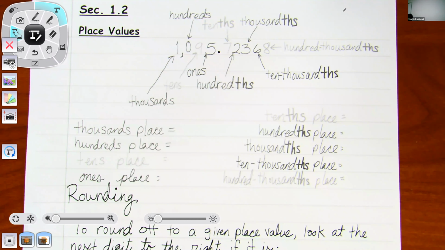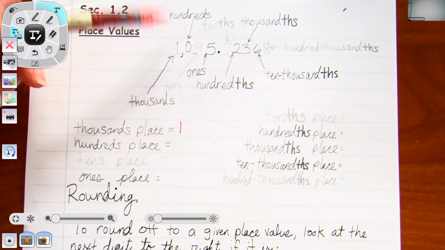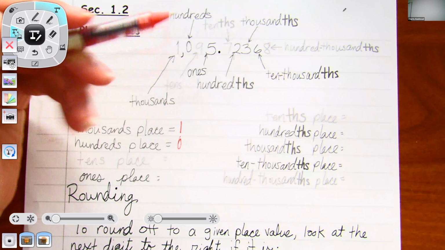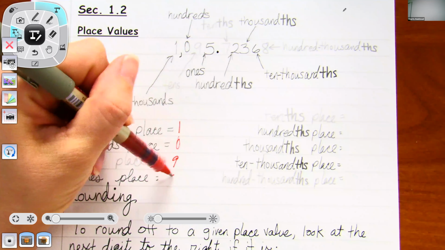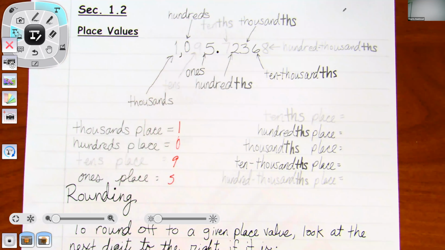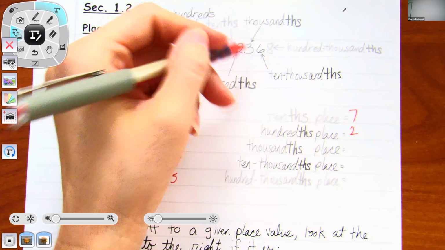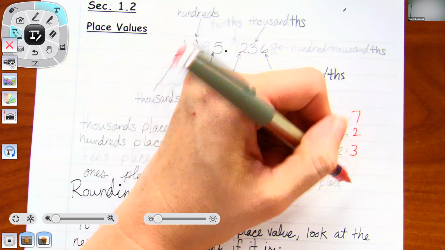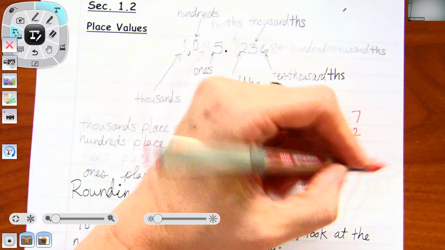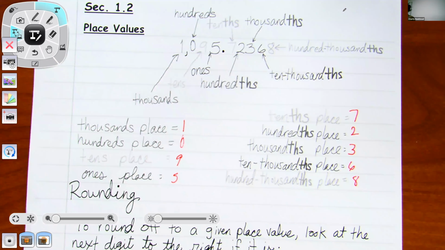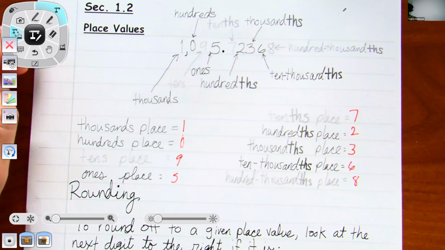All right. So in this example, in the thousands place, we have a 1. In the hundreds place is a 0. In the tens place is a 9. The ones place is a 5. The tenths place is a 7. The hundredths place is a 2. The thousandths place is the 3. The 10,000th place is the 6. And the 100,000th place is the 8. All right, so we need to know the place values so that we can properly do rounding of numbers.